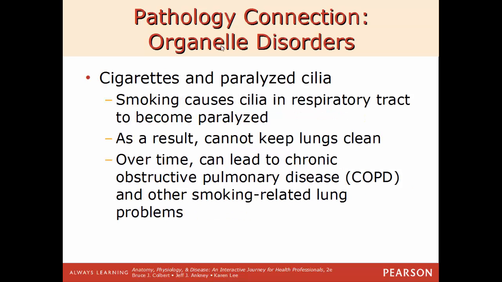All right, another pathology connection with some organelle disorders: cigarettes and paralyzed cilia. For people who smoke, the cilia that are found in your respiratory tract will often become paralyzed. Normally, that cilia is there to help move gunk out of your trachea, your respiratory tract, move it up so you can swallow it, so it goes down to your stomach to be dissolved and gotten rid of. But as you smoke, the cilia can't move, they can't function.